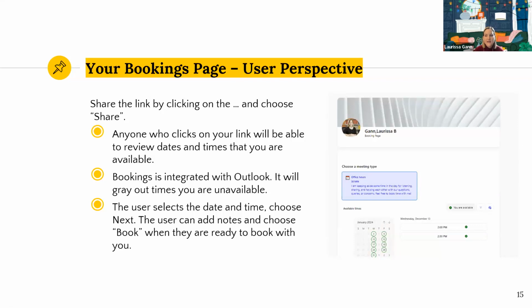The user can select the date and time, choose next, and the user can add notes additionally on why they're booking and click book when they're ready to book. So it's really easy to book. They just click on your link, they pick a date and a time, and they book.